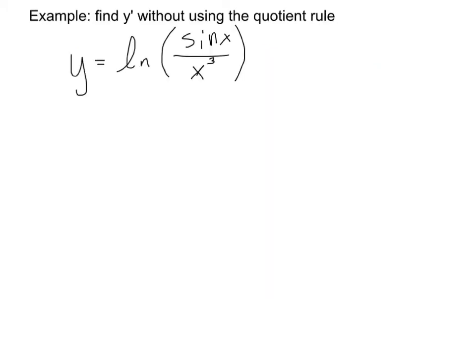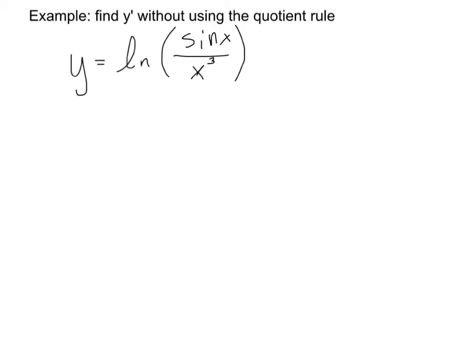So my first question here, find y prime without using the quotient rule. You could do this using the quotient rule. You could do this problem as, the derivative of the natural log of something is 1 over that mess, chain rule, times the derivative of what was inside, which is going to give me some huge mess over here, right?